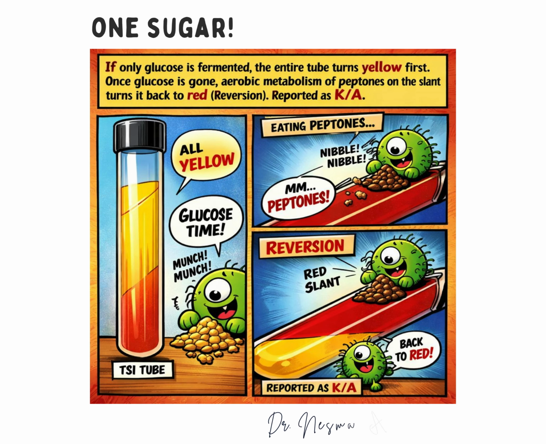All organisms capable of fermentation first utilize glucose. If only glucose is fermented, acid production initially turns the entire medium yellow. However, once glucose is depleted, aerobic metabolism of peptones on the slant produces alkaline products, causing the slant to revert to red while the butt remains yellow. This pattern is reported as K/A and indicates glucose fermentation only.